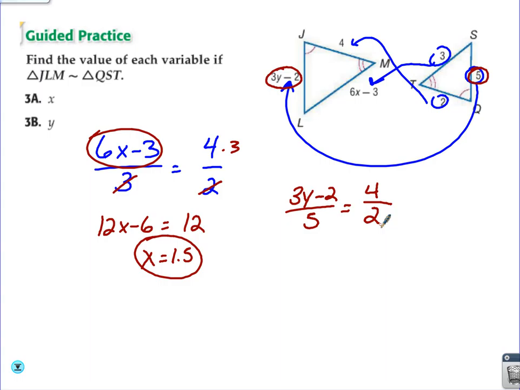If you want to do 5 over 3y minus 2, that's fine. If you do 5 over 3y minus 2, you'll do 2 over 4. Solve it to get rid of 2. Multiply by 2 gives you 6y minus 4. To get rid of 5, multiply by 5 gives you 20. You get the exact same answer.